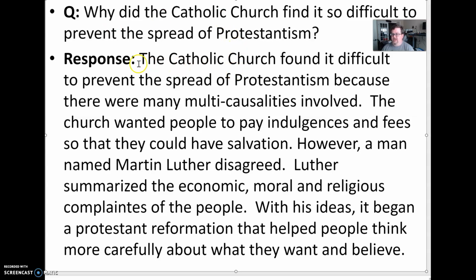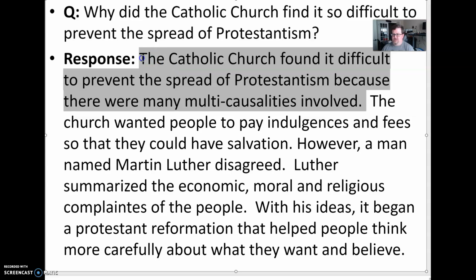Their response was, the Catholic Church found it difficult to prevent the spread of Protestantism because there were many multi-causalities involved. And what they chose to do here was to take their thesis and make it the first thing they said. They got a question, and they got a response right there. Could not possibly be more straightforward. And that's perfectly fine.